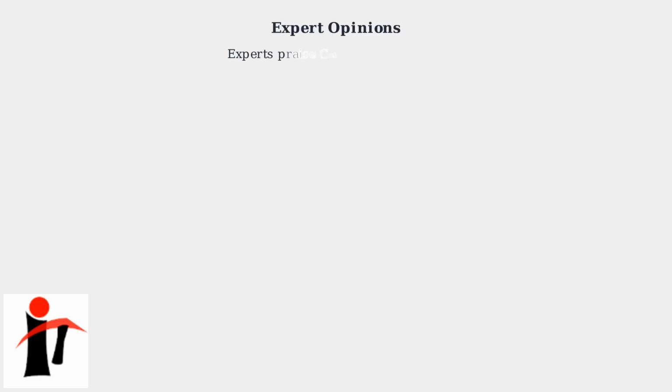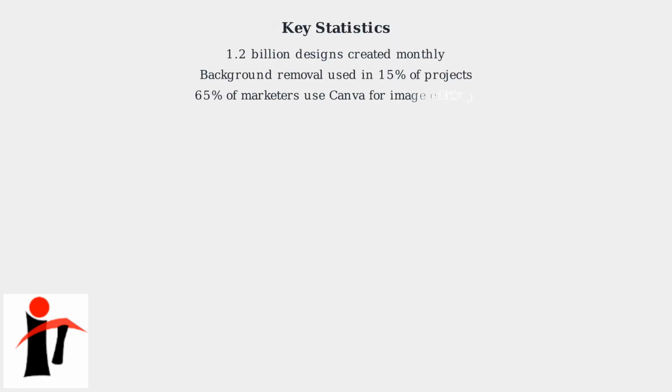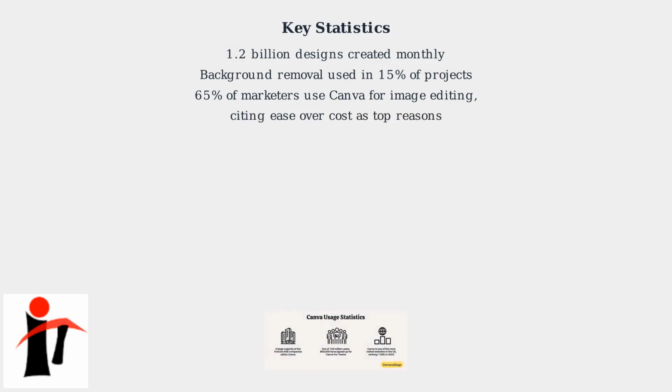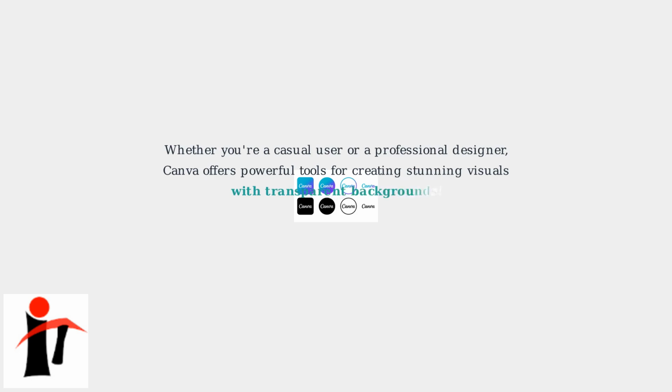Experts praise Canva's accessibility, with many citing faster workflows than traditional methods. Canva has 1.2 billion designs created monthly, with background removal used in 15% of projects. 65% of marketers use Canva for image editing, citing ease over cost as top reasons. So whether you're a casual user or a professional designer, Canva offers powerful tools for creating stunning visuals with transparent backgrounds.